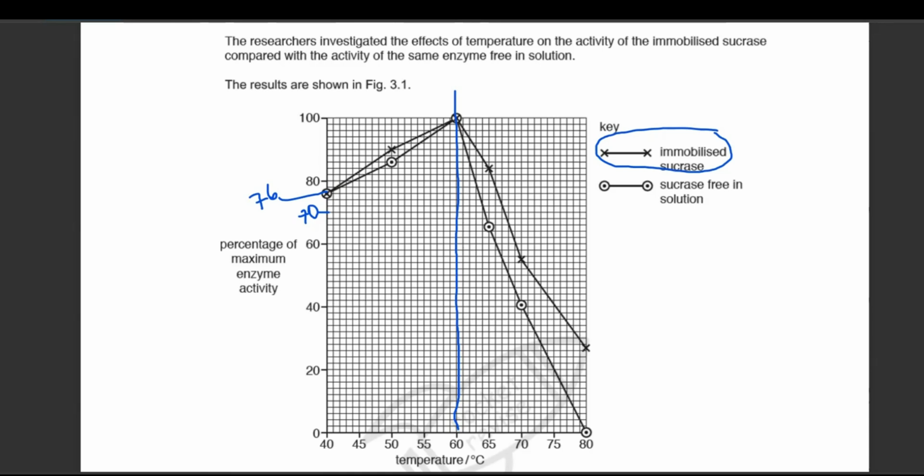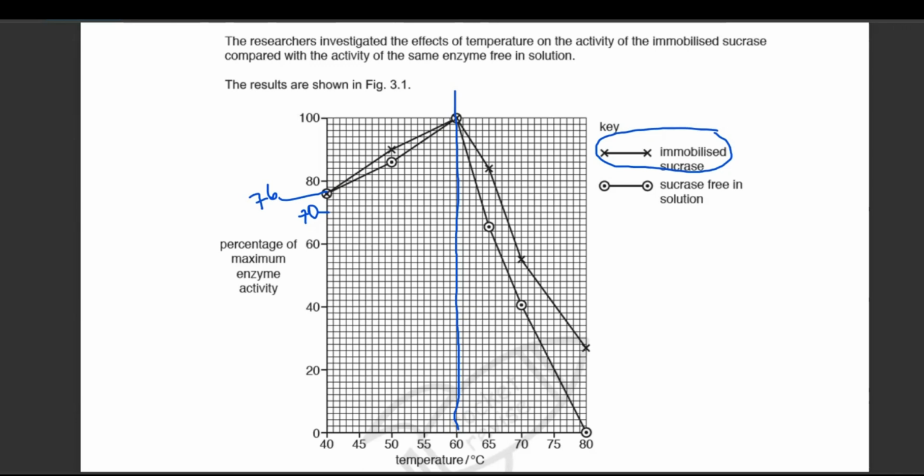Then you can write this pointer that activity is 76% at 40 degrees Celsius for both of them, and their activity decreased more steeply, right? So this is a steeper decrease as compared to the increase. The increase is not as steep as the decrease. Okay. And what else can you write? I believe these are the 4 pointers.